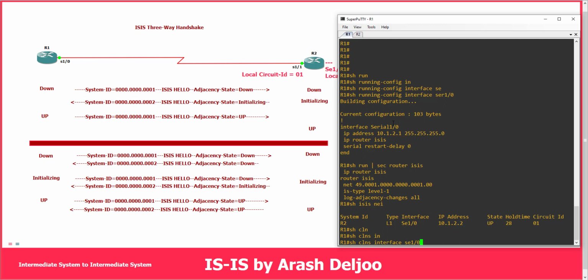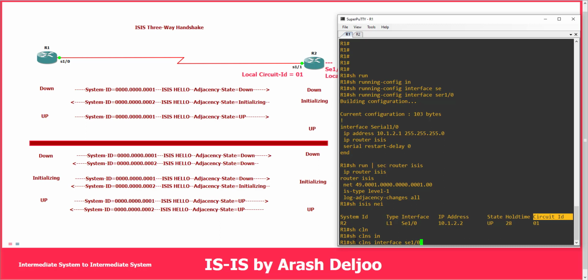For example, I'm using show clns interface serial 10. Look at here before using this command. As you can see here, we have the circuit ID of 01. This is the circuit ID of the neighbor circuit. Okay, you know that in R2 now we use the local circuit ID of 01. I'm going to show you, and after that R1 can see the local circuit ID from the IIH packet received from R2.